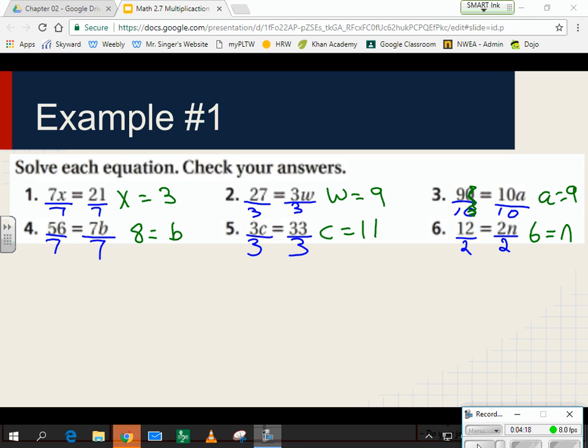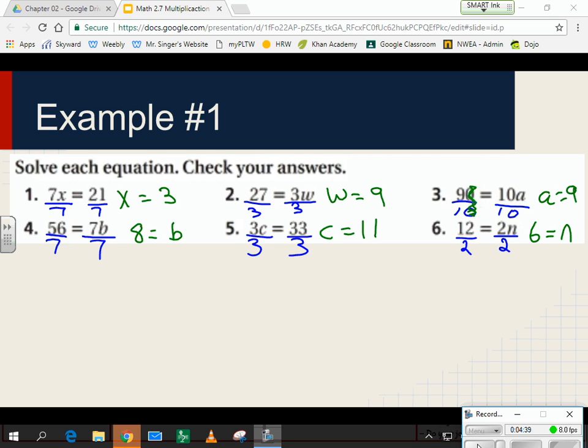So hopefully these are the same answers you had. You can see I even showed my work. I divided all the numbers by the coefficient next to the variable, and then I brought that same coefficient to the other side, and that left all our variables alone, x, w, a, b, c, and n, and then I just had to divide the other side.